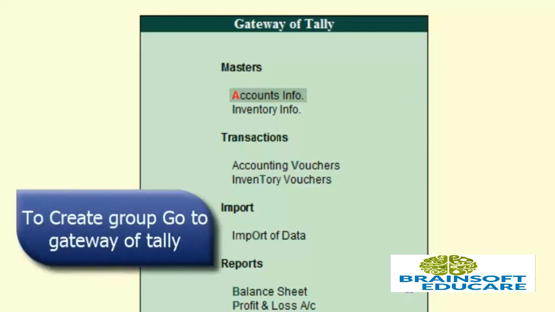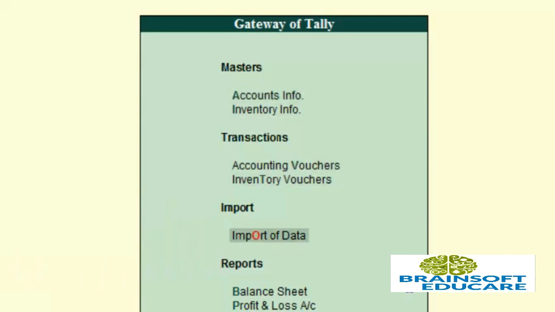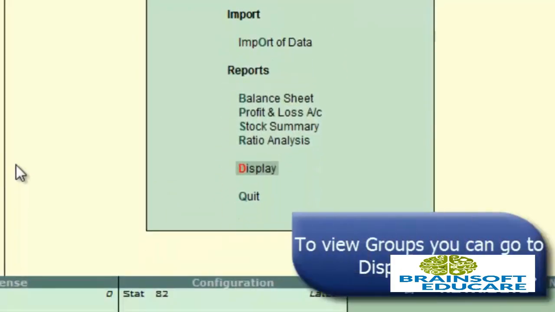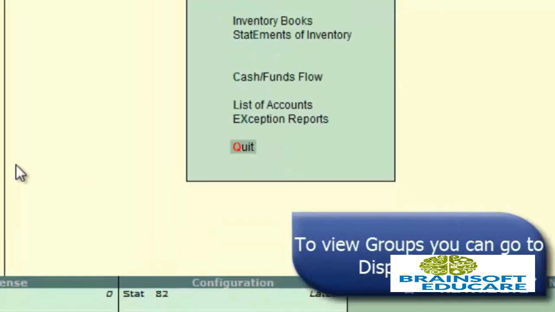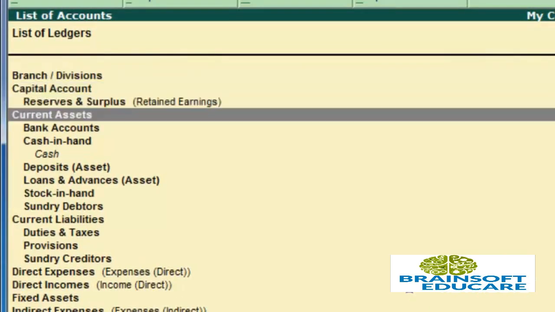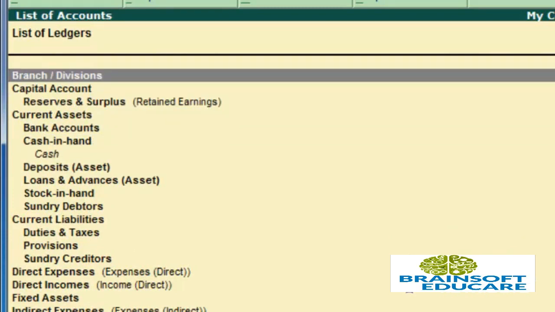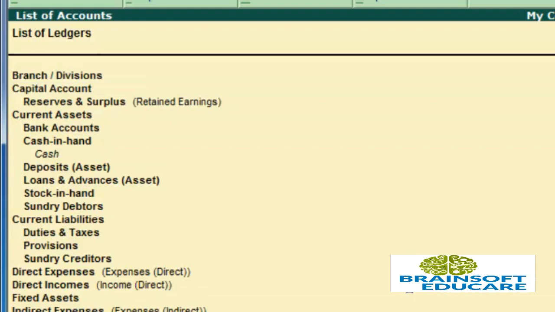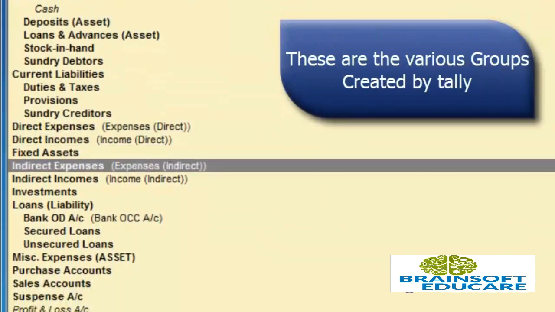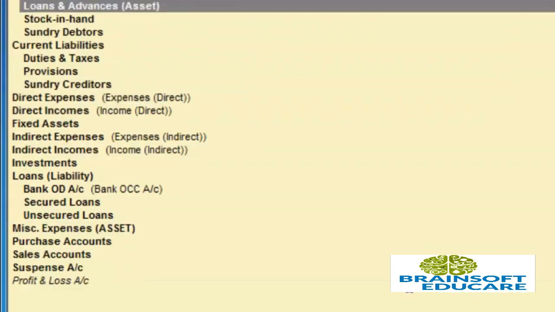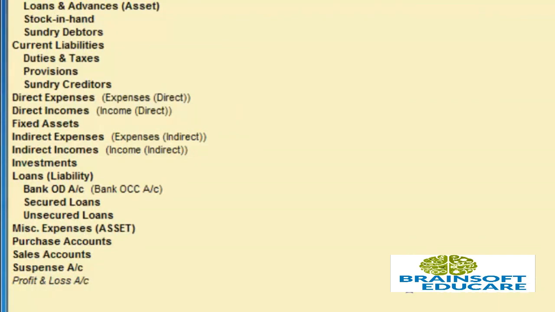By default, Tally already creates certain groups. To see those groups, go to the Display option and go to the List of Accounts. You can see here groups and ledgers are created. The text in bold denotes the groups and normal text is the ledger. Here two ledgers are created, one is Cash and the other is Profit and Loss. This way you can see the list of ledgers and list of groups.